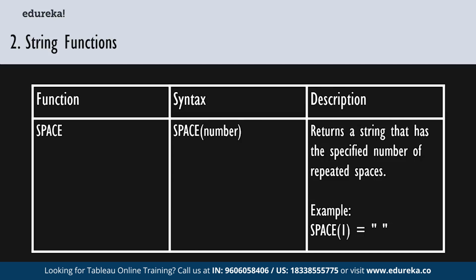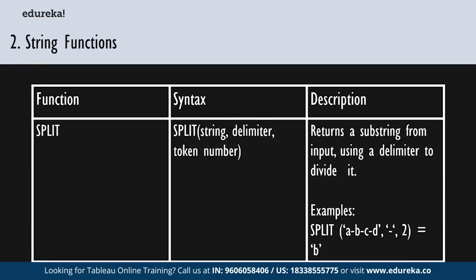So space 1 is going to give you 1 space, 2 is going to give you 2 spaces, so on and so forth. Then we have split. Now this is an interesting one. It returns the substring from a string using a delimiter character to divide the string into a sequence of tokens. Now the string is interpreted as an alternating sequence of delimiters and tokens.